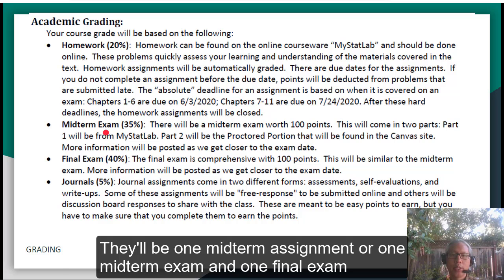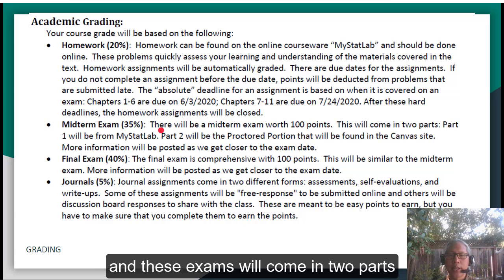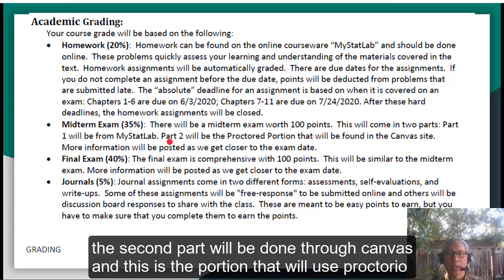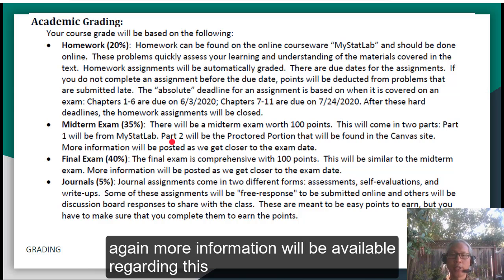There will be one midterm exam and one final exam. These exams will come in two parts. The first part will be done through MyStatLab, and it would look very similar to the homework assignments. The second part will be done through Canvas, and this is the portion that will use Proctorio. Again, more information will be available regarding this.